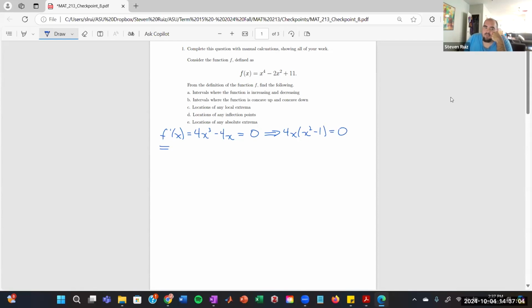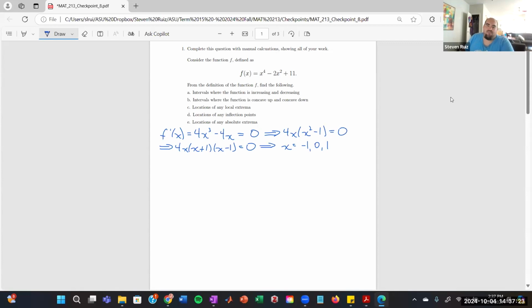That factors a little deeper. 4x times x plus 1 times x minus 1 equals 0. So from here, I get 3 critical points: x equals -1, 0, and 1. So those are my critical points.